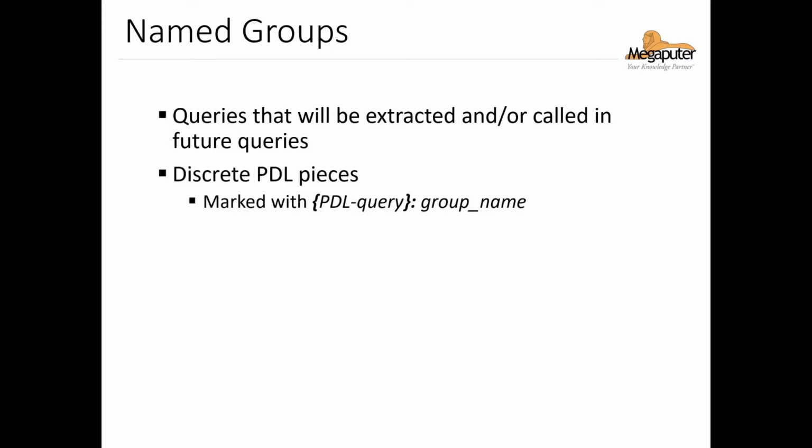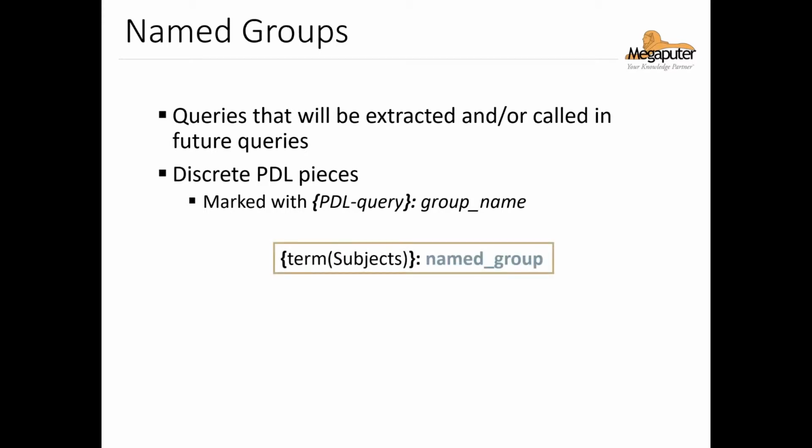So you need to write a piece of PDL, and if you'd like to remember that piece of PDL or extract it, you need to provide it with a named group. To do so, you just need to mark it with some curly brackets around the PDL query that you've written. And then you do colon and you provide a name. So curly bracket, you insert your PDL query, curly bracket, colon, the name of your group. That's how you designate named groups.